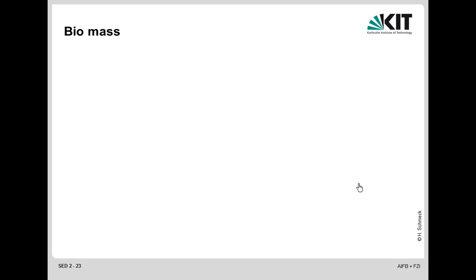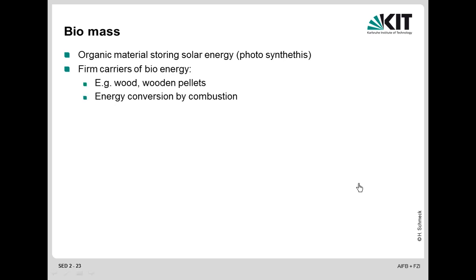Also, for quite some long time, biomass has been used. It's organic material storing solar energy. Photosynthesis is a very effective way of actually getting energy from the sun, and it is stored in biomass. And we can get it out again by transforming the energy in some way, by burning wooden pellets. So energy conversion by combustion.